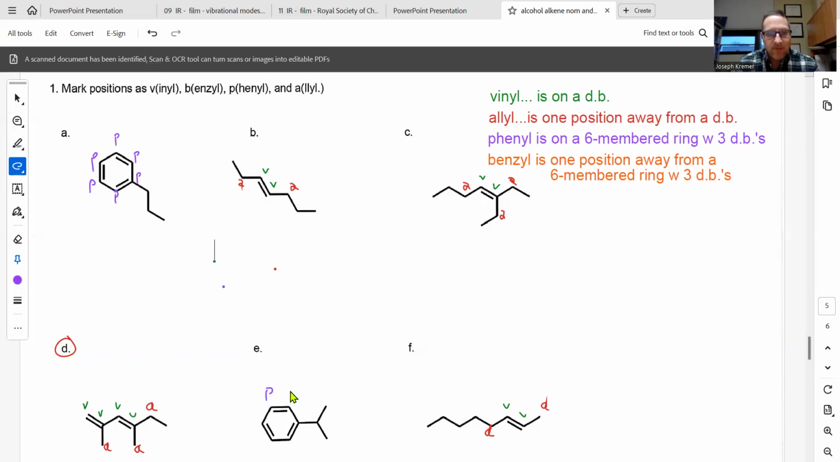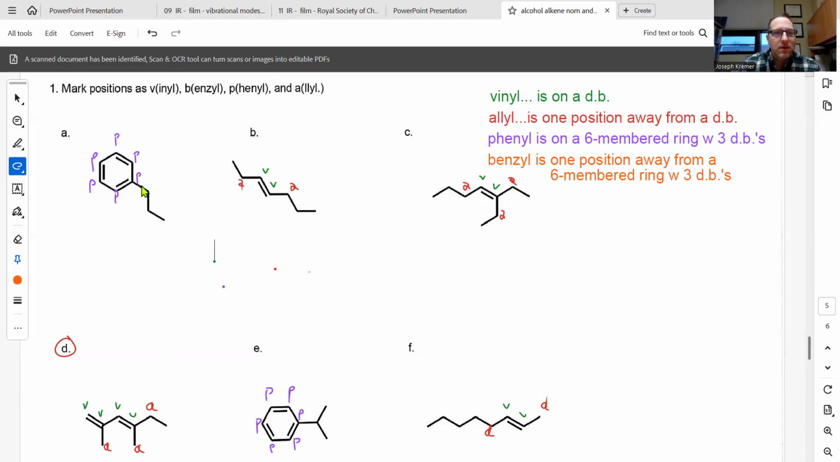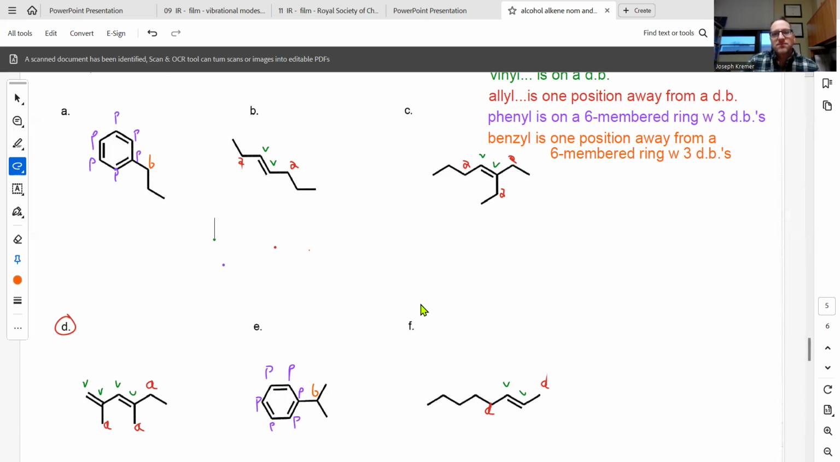So again, we have a six-membered ring, and we have to go all the way around and label each of these P's, their phenyl positions. They have a certain something with their activity to be aware of. And the benzyl positions, here comes orange for benzyl. Benzyl is one away from a ring. There's a handsome looking letter B there. Here's another sharp looking B. And that's it. Two benzyl positions.